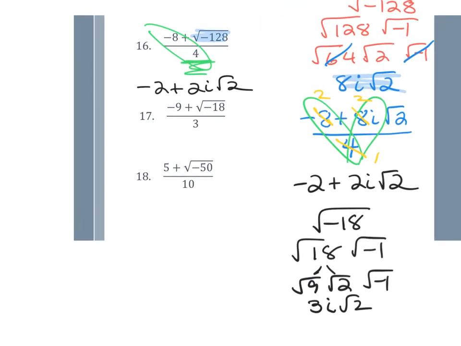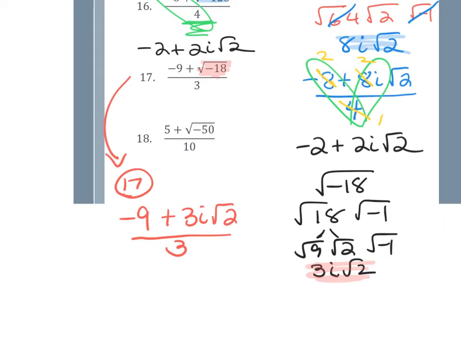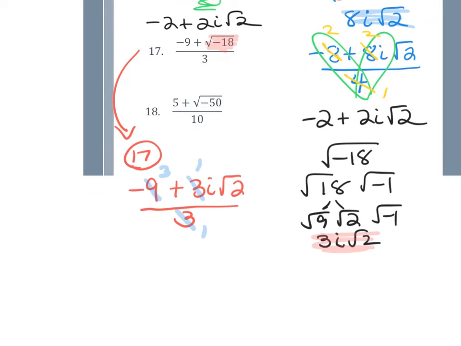All right, so now, again, I'm going to take out the -18 and put this in its place. So I'll just rewrite 17 over here. So 17 is now going to be -9 plus 3i square root 2 over 3. I'm going to try to simplify. This becomes a 1, this becomes a 3, this becomes a 1. So final answer here is going to be -3 plus i square root of 2.